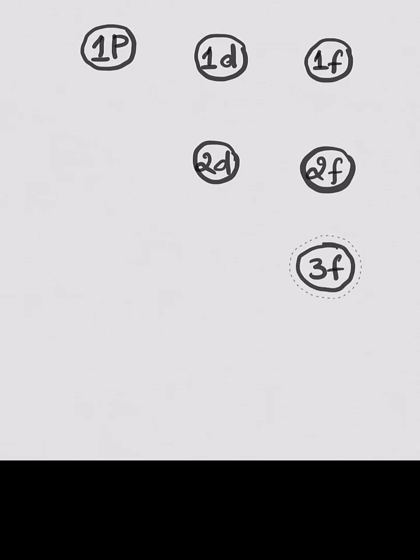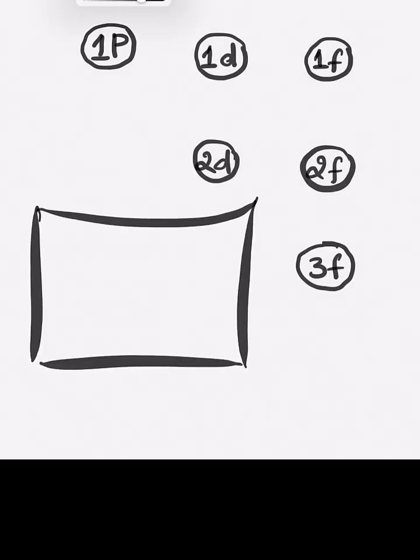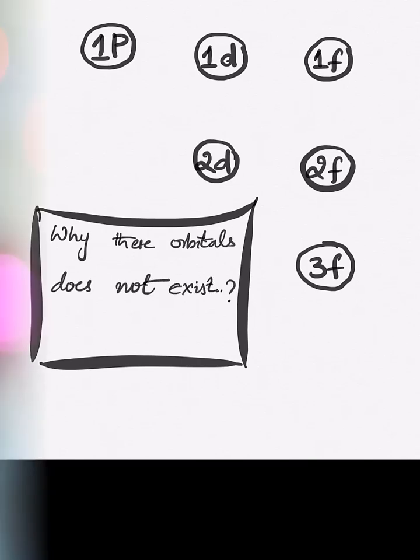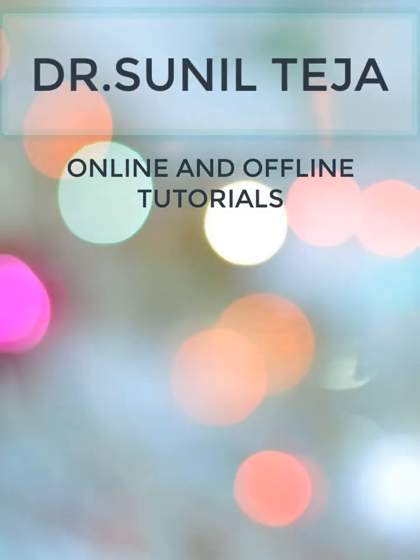Orbitals like 1p, 1d, 1f, 2d, 2f and 3f. These orbitals do not exist. And why? Watch this video to clarify your doubts.